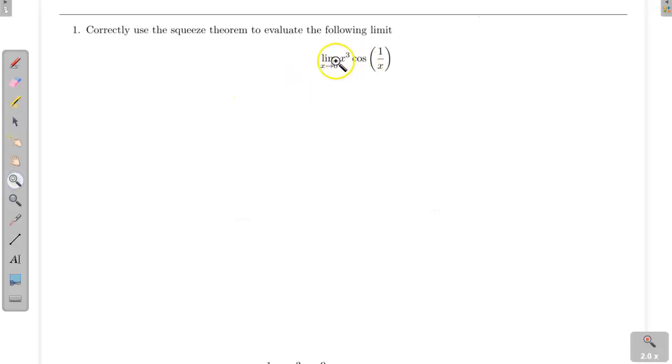All right, so in this problem, we actually have to use the squeeze theorem to our advantage in order to figure out this limit. We can't figure out this limit by just plugging in 0 because it's this cosine of infinity type thing, which doesn't quite make sense. So we want to figure out what this limit's going to be.